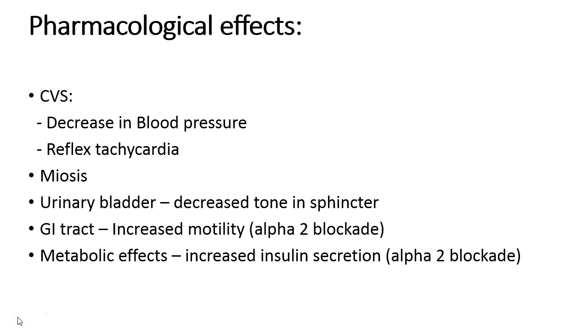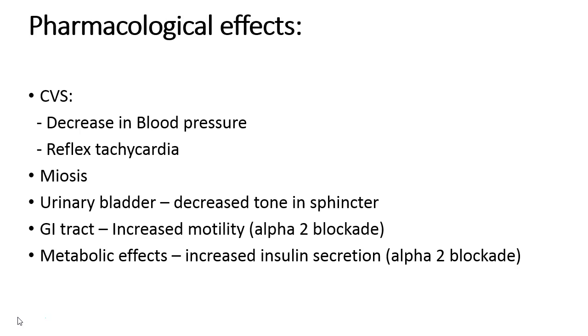Moving on to pharmacological effects of alpha blockers. Alpha blockers block alpha 1 receptors in the blood vessels, and that would lead to vasodilatation and a decrease in total peripheral resistance, and hence it would reduce blood pressure. Because of the reduction in blood pressure, the body reacts by causing reflex tachycardia.